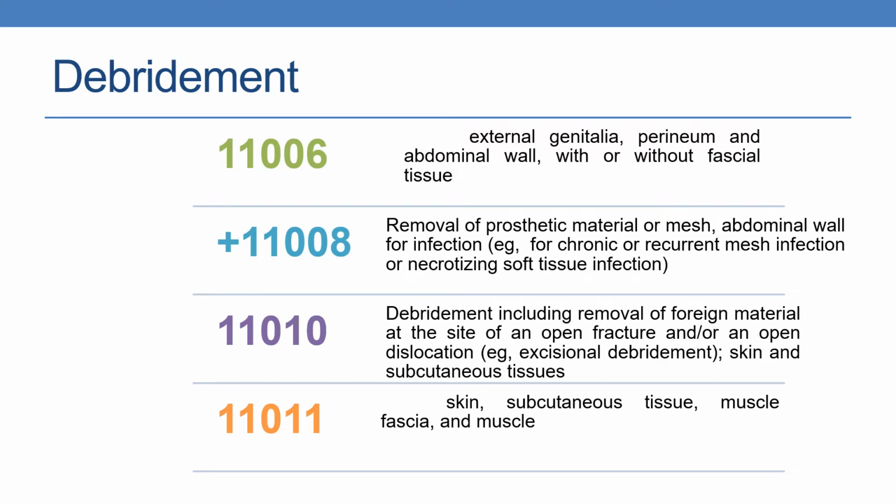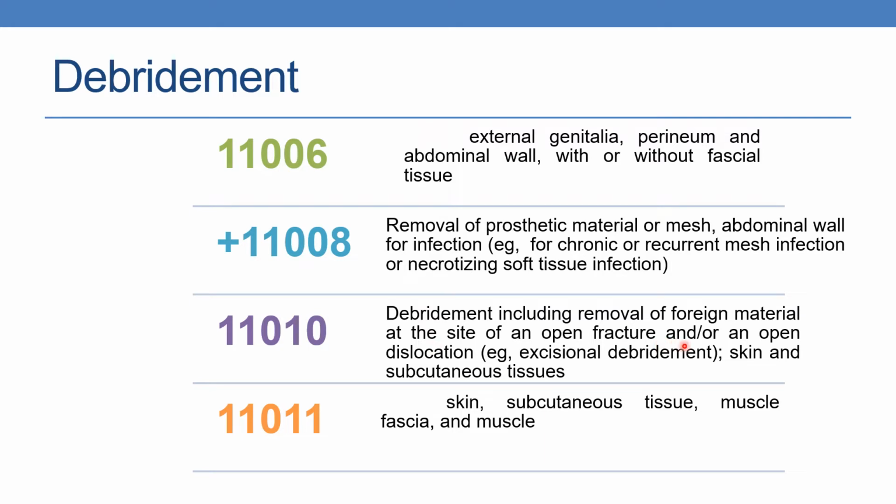The next is an add-on code plus 11008, which is removal of prosthetic material or mesh, abdominal wall for infection, for example, chronic or recurrent mesh infection or necrotizing soft tissue infection. This is an add-on code, and plus 11008 should be used in conjunction with 10180, 11004 to 11006.